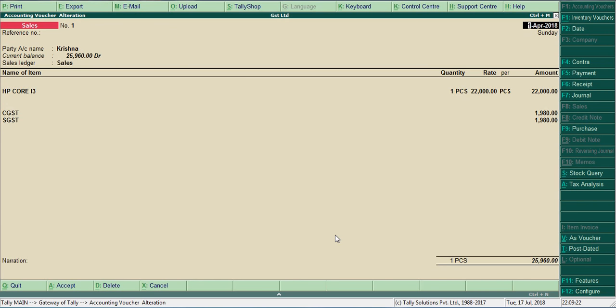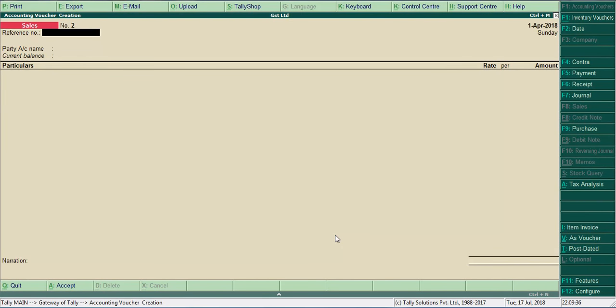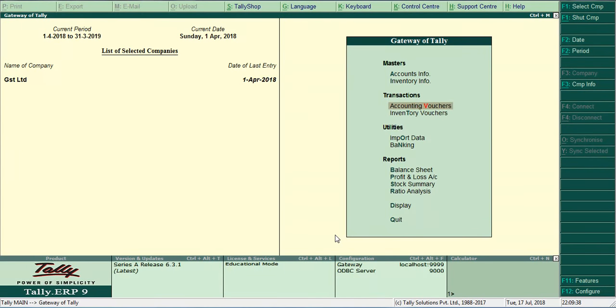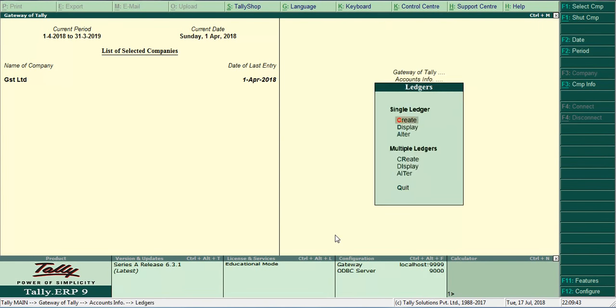We have successfully applied CGST and SGST. Now let's learn how to apply CGST and SGST on services. So you have to go back and come under Account Info, Ledger.